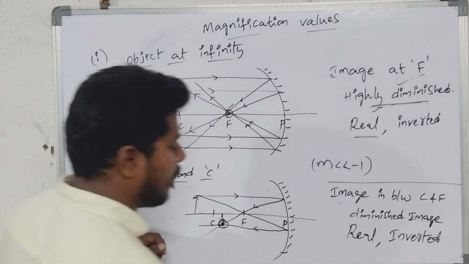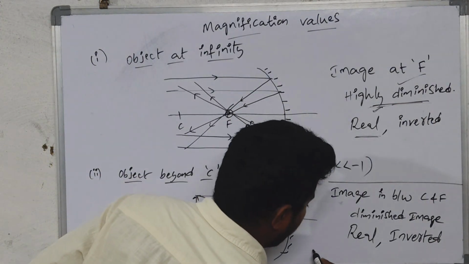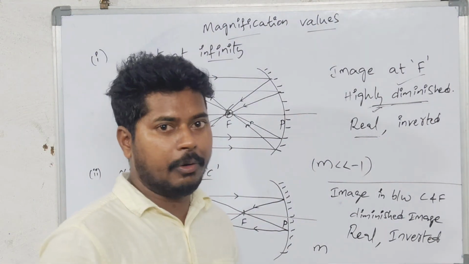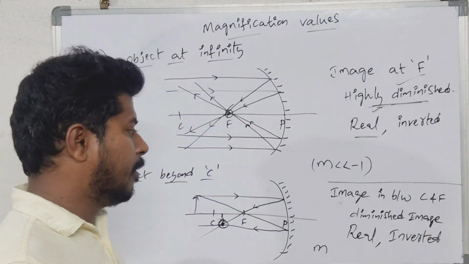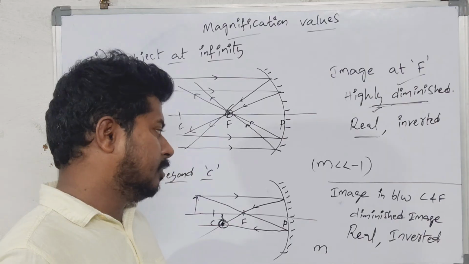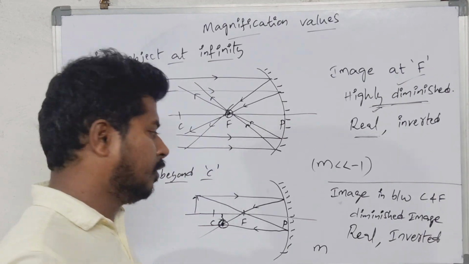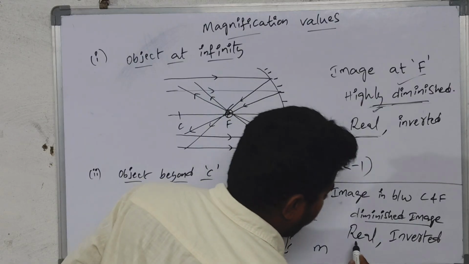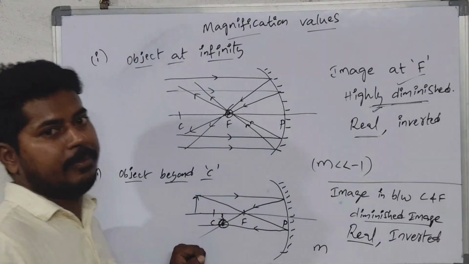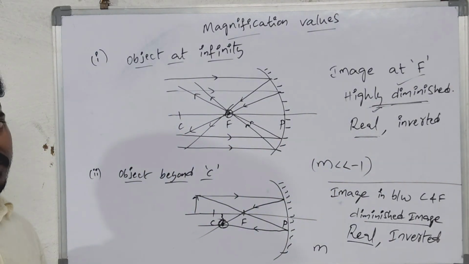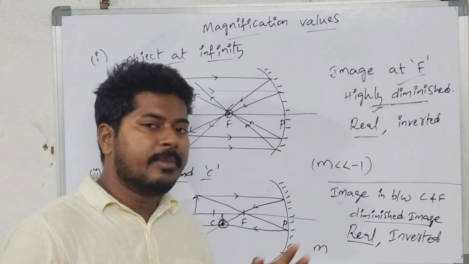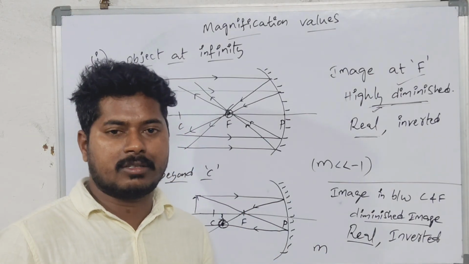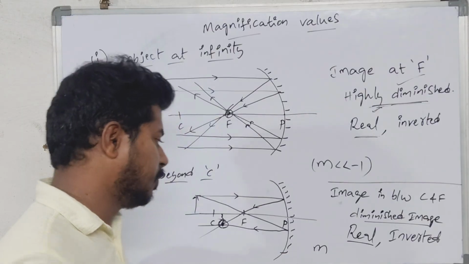Now we can write the magnification. It is denoted by M, and as I already told you, make sure we remember two things: one is the size of the image, and one more thing, whether it is a real or virtual image. For real images, magnification is negative. For virtual images, magnification is positive.